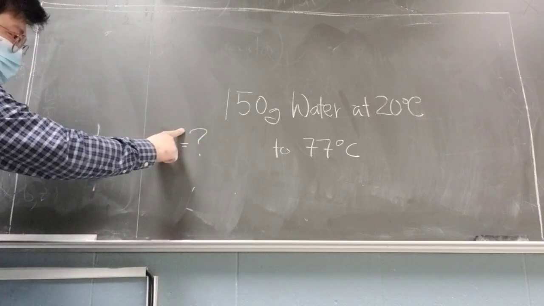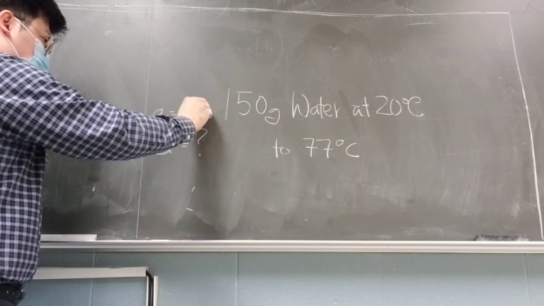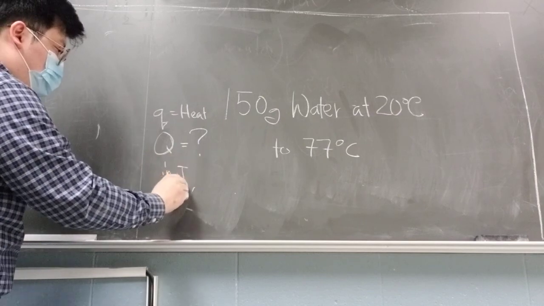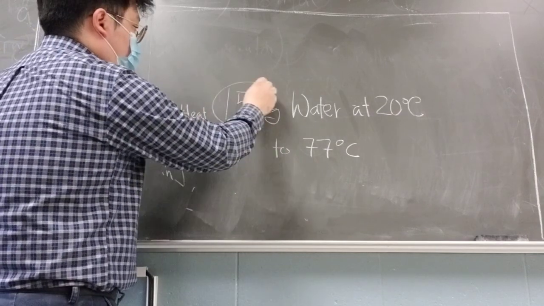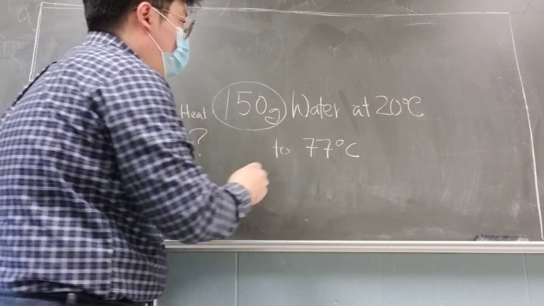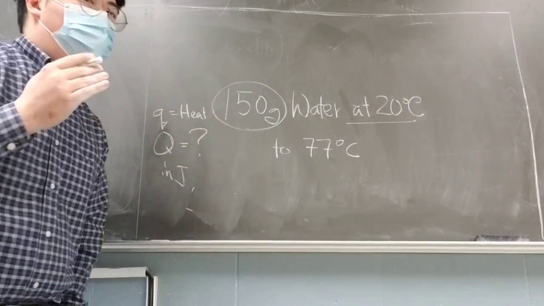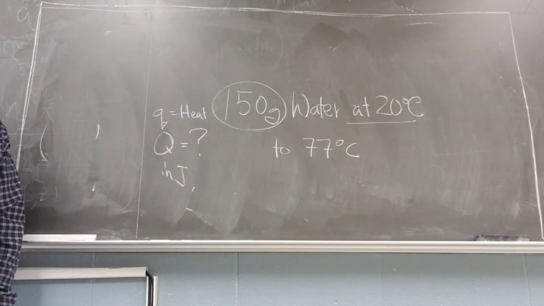Okay, so Q stands for the heat energy. Q is always in joules, which is the unit for energy, because it's heat energy. You want to find out, if you have 50 grams of water at room temperature and you want to heat the water up to 77 Celsius degrees, how much heat energy is required there? That's the question.